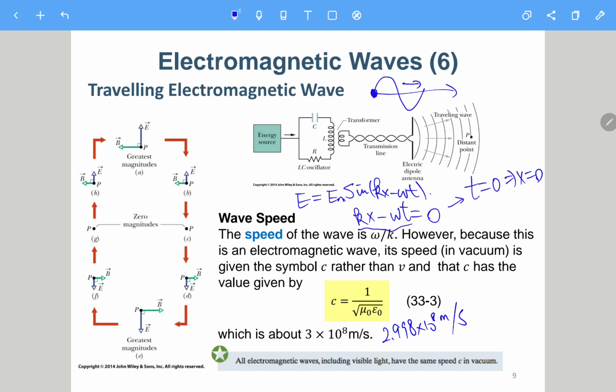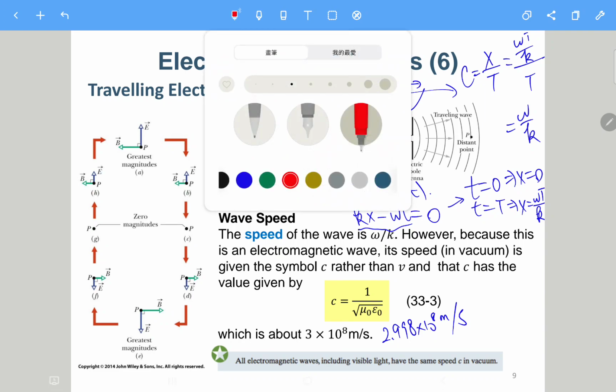And if we now have t equal to capital T, then x will be omega t over k. So if you just divide, this is x over t. This will be the velocity, and we use c to represent the speed. So it will be omega t over k over t, which is omega over k. So we have this expression: the speed of the wave is omega over k.